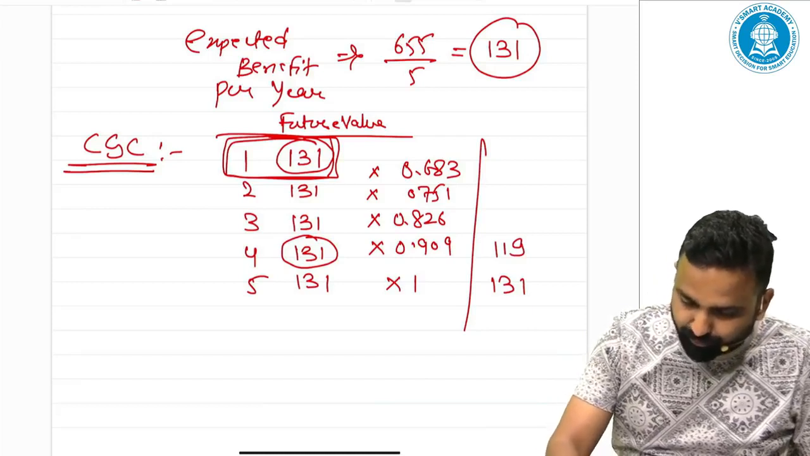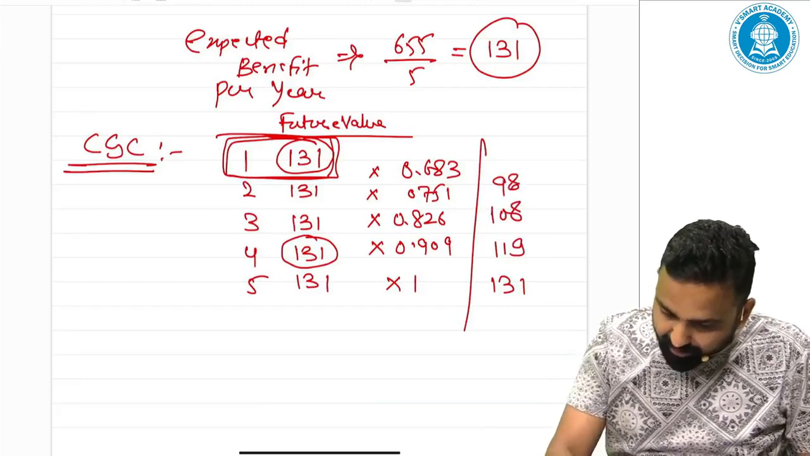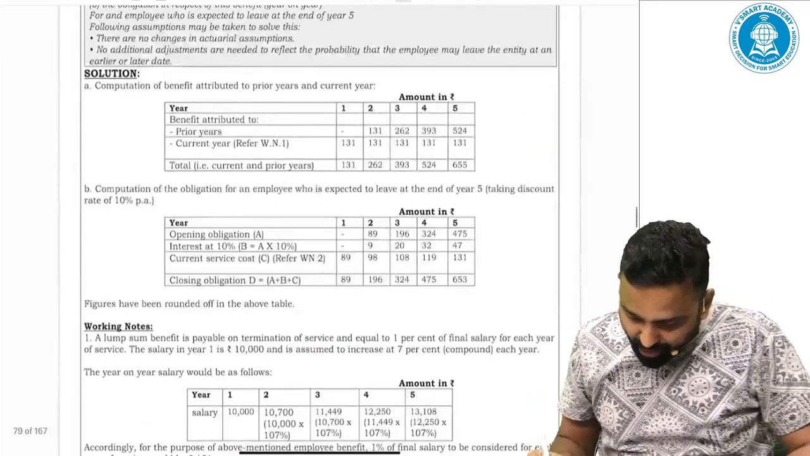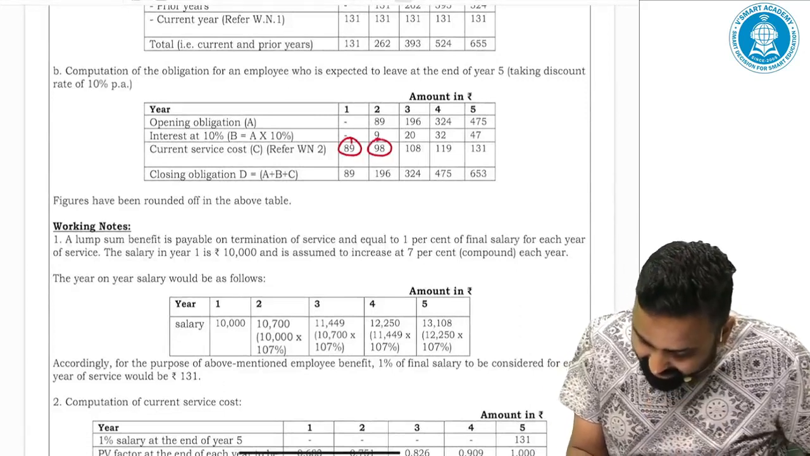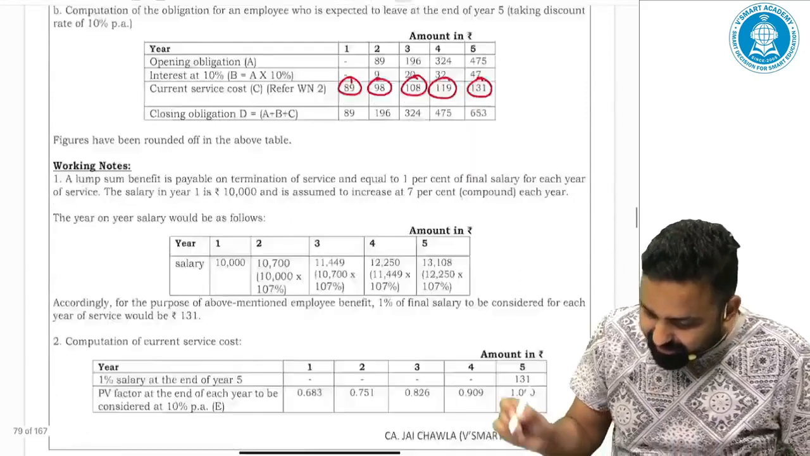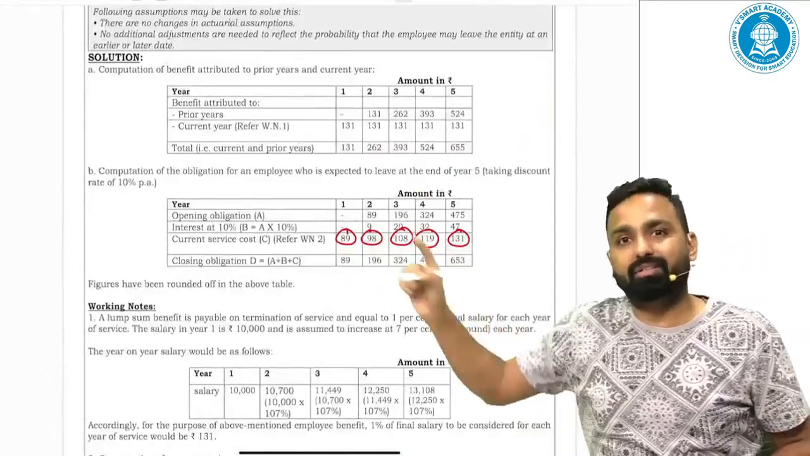Okay. And then it becomes 108, it becomes 98, it becomes 89. So see this, how we got current service cost. The first year's current service cost is 89, second year 98, 108, 119, 131. This is how we got the current service cost. So this is how we can calculate the current service cost.